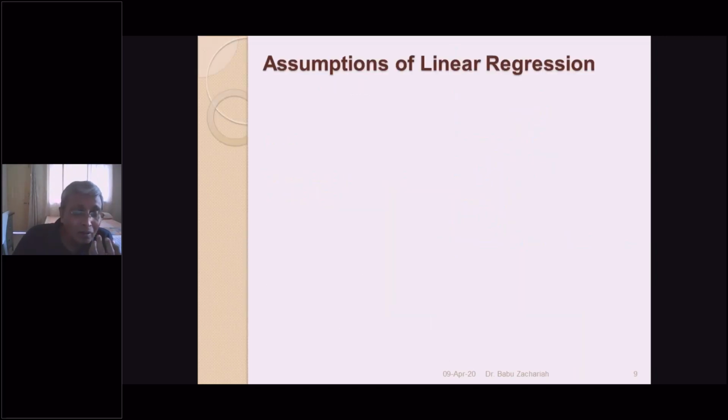Now, before you apply this, there are certain assumptions about this model. First assumption is this: the relationship is linear. It is very easy to understand. Given 2 variables and the data, you plot the scatter diagram. If a line can describe that spread, it is linear. If a line cannot describe that spread, it is non-linear.